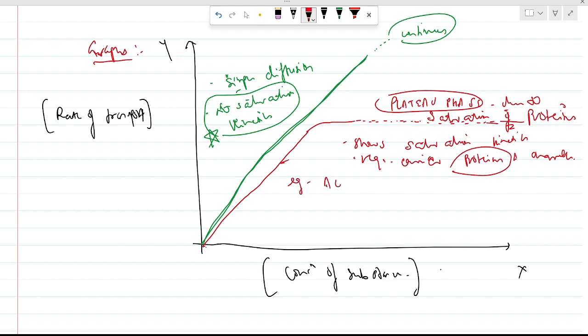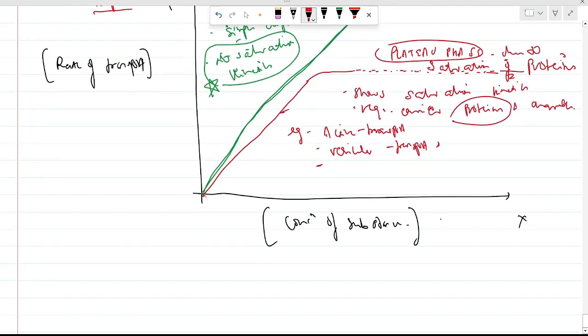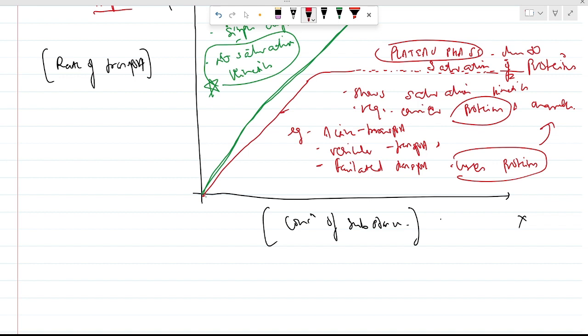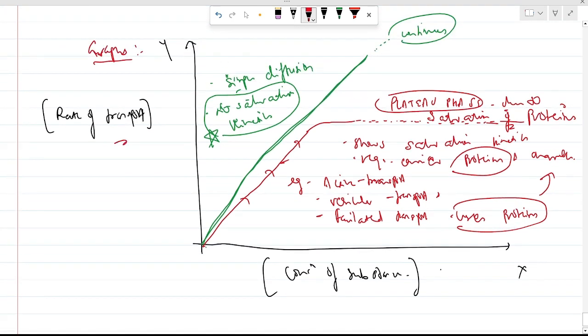Example, active transport uses different forms of ATPase. Then vesicular transport, where vesicles are used, which are proteins. Then we have passive transport. Can you guess? Yes, facilitated transport. Facilitated transport uses proteins, so it follows saturation kinetics. There is an initial phase of increase in the rate of transport, but due to saturation of proteins, it follows a plateau phase. So these are the examples of this graph.